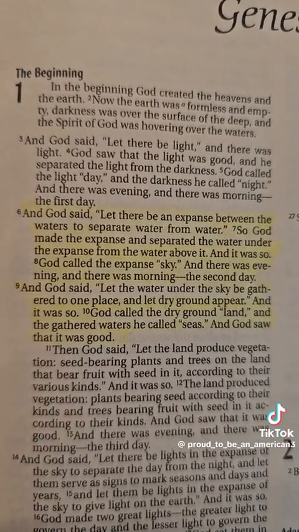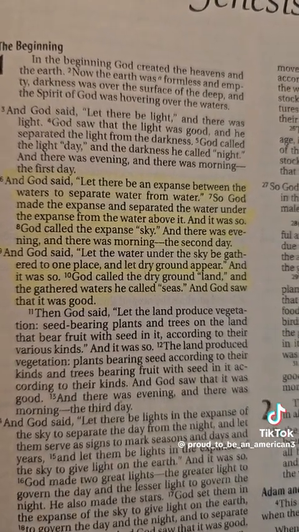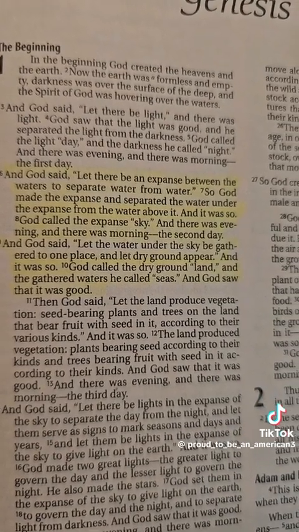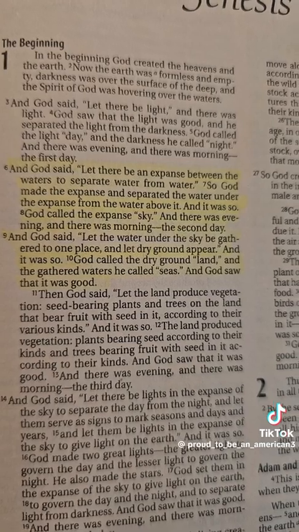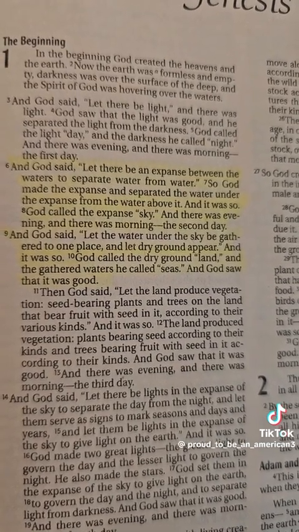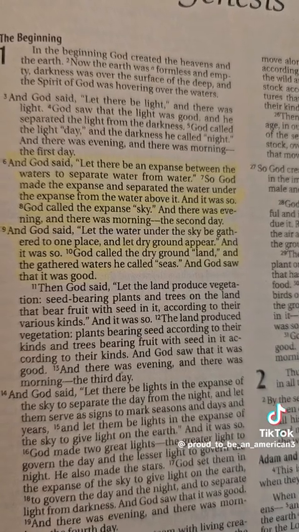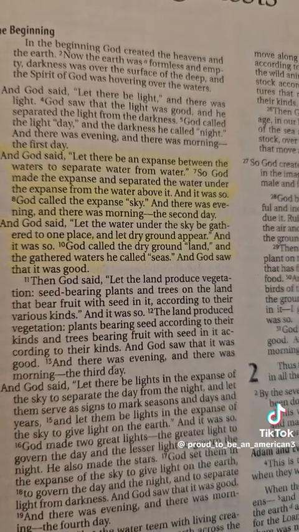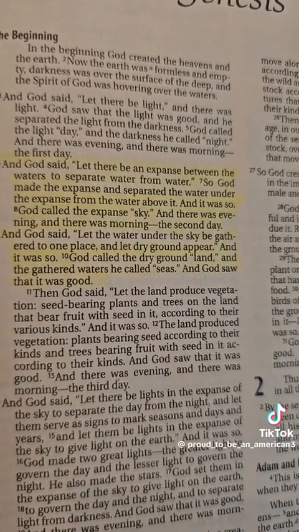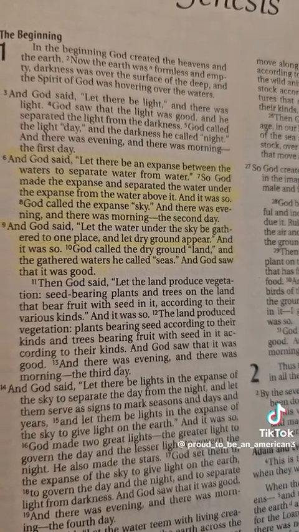It's the New International Version. Let's read that. I highlight it in the exact same place. "And God said, let there be an expanse between the waters to separate water from water. So God made the expanse and separated the water under the expanse from the water above it. And so it was. God called the expanse, quote, sky. And there was evening and there was morning the second day. And God said, let the water under the sky be gathered into one place, and let dry ground appear. And it was so. God called the dry ground land, and gathered the waters he called seas, and God saw that it was good." You don't see a 10. Don't see anything about earth.